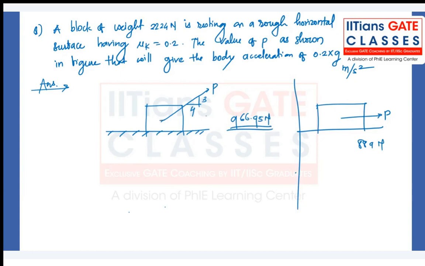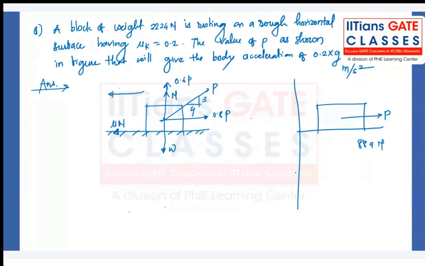So this is P. This will be 0.8 times P, and this will be 0.6 times P. The weight will be acting downward, normal reaction will be acting upward, and frictional force, mu times N, will act here. Also the mass times acceleration, that is the D'Alembert's force, or you can also call it the inertial force, will be acting in the leftward direction.